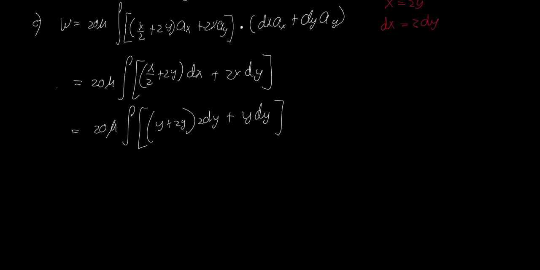And you can simplify further, so this will be 20 micro, the integral of y plus 1 plus 2 is 3, times 2 is 6, 6y dy. And again, factor out that dy. Then we have 6y, and we have here plus y. 6y plus y is just equal to 7y, so 7y dy.